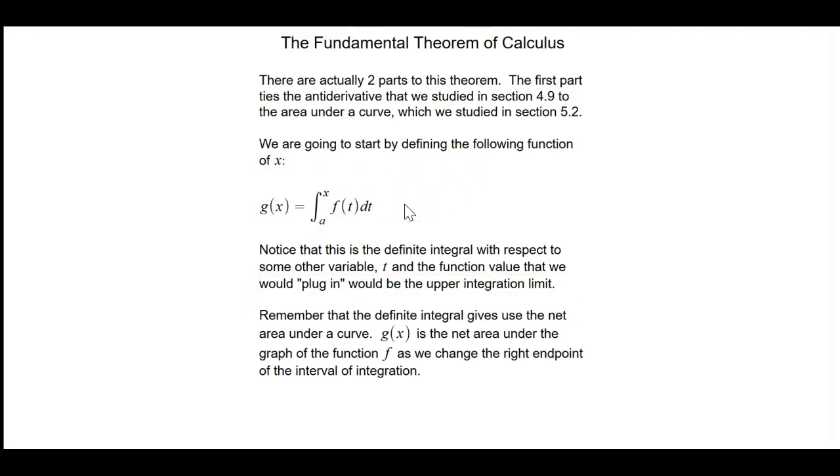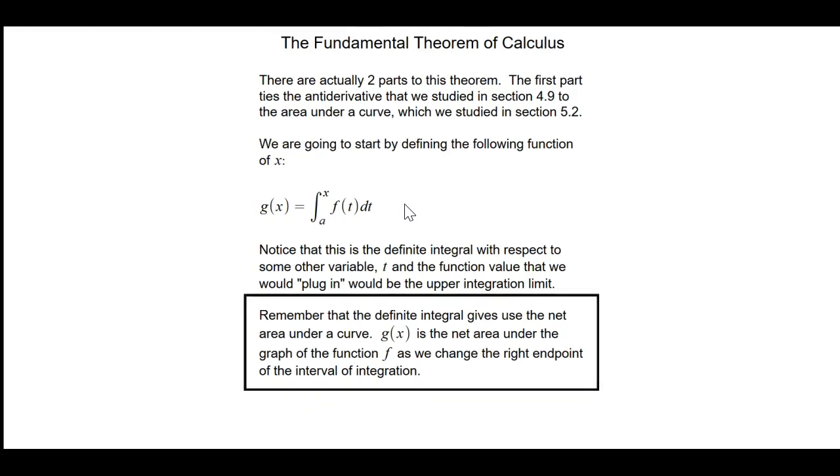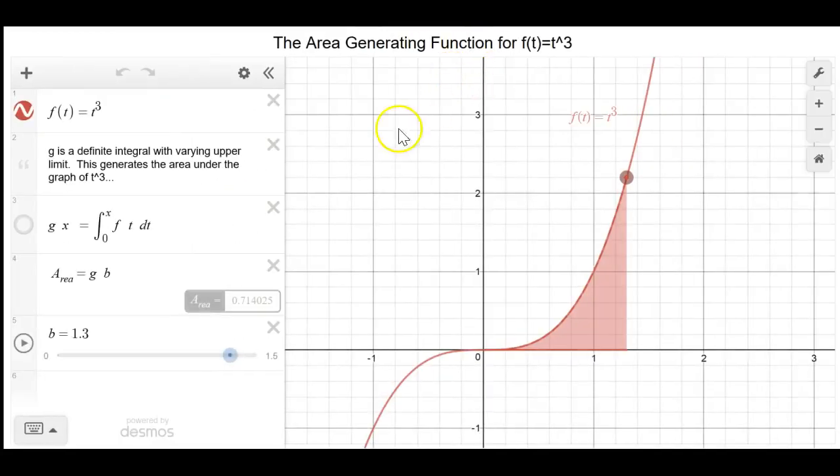So remember from last section that the definite integral gives us the net area under a curve. So evaluating this function is going to give me a definite integral, and each value of x is going to correspond to an area under the curve, the graph of f, for a particular value of x. So let's look at it a little bit more. So this is the area generating function, right?